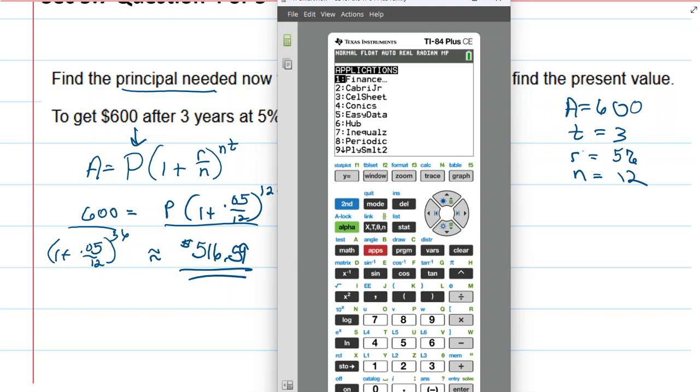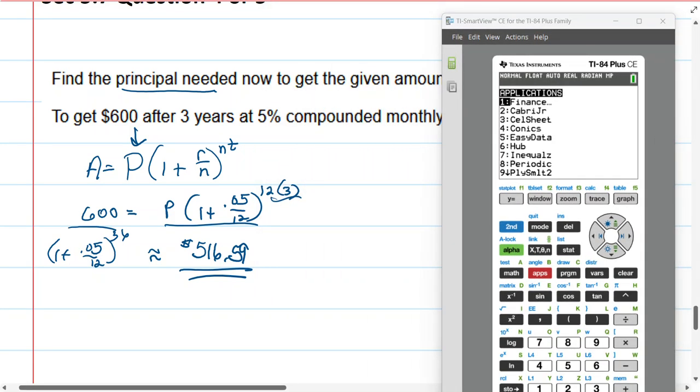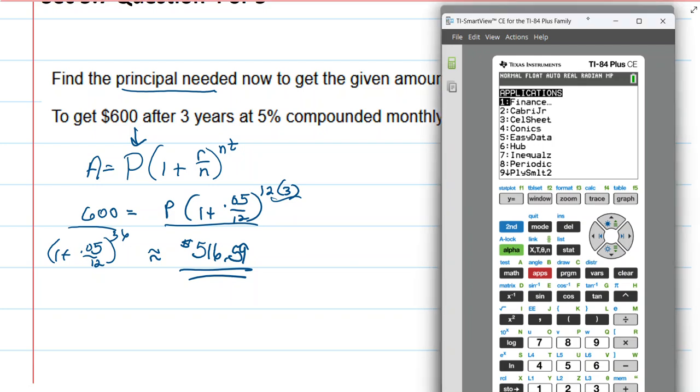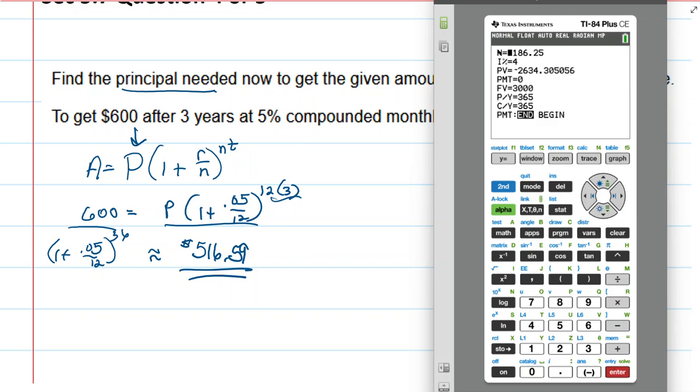12 times 3. No problem. I said I was taking a shortcut on that. Solver, and I'm going to type in 12 times the 3. I'm going to do the percent as it's written. The present value was 0. Payment is 0. Future value we know is 600. Our PY and CY are 12. We go up to the present value and do an alpha solve. And there's the answer.